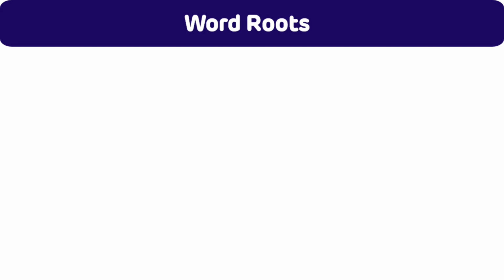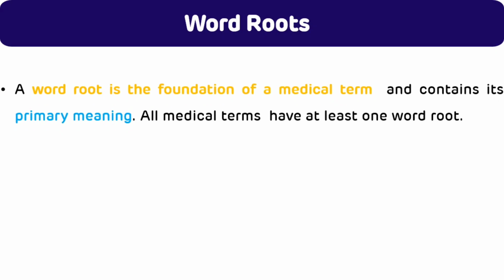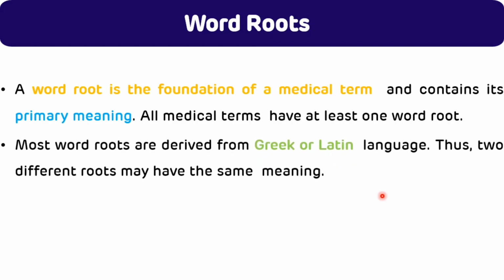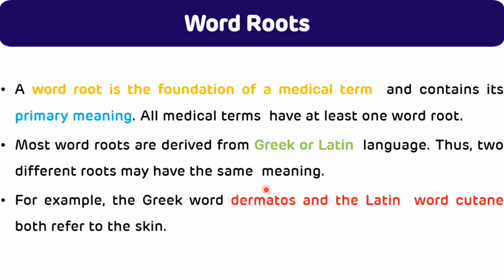First we will see word roots. Word roots are the foundation of a medical term and contain its primary meaning. All medical terms have at least one word root, and word roots are derived from the Greek or Latin language. Thus, two different roots may have the same meaning. For example, the Greek word dermatos and the Latin word cutane both refer to the skin.